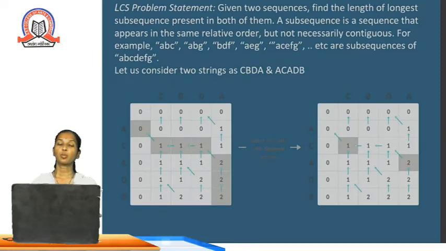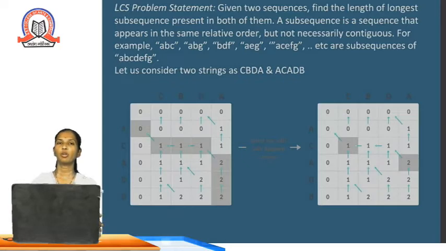So that was the Fibonacci problem that we can solve using dynamic programming. Similarly, we have another problem which is the LCS problem. LCS stands for longest common subsequence. Given two sequences, find the length of the longest common subsequence present in both of them. Given two sequences, we need to find the longest common subsequence.